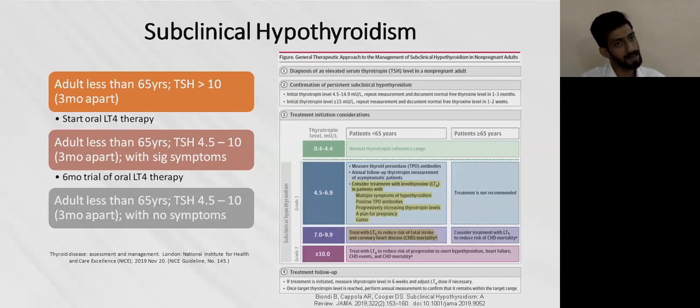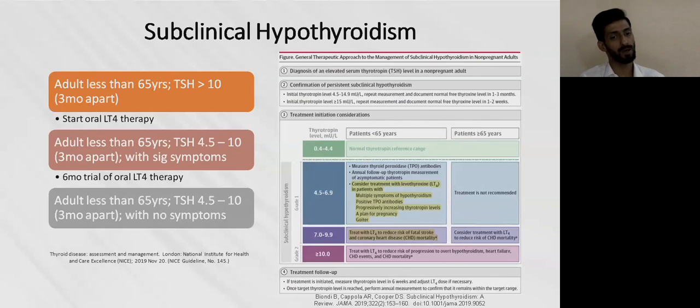So if you have an adult more than 60, less than 65, TSH more than 10, 3 months apart, I'm not repeating 3 months apart. In all conditions, it should be 3 months apart. What would you do? Normal FT4, TSH more than 10, adult less than 65. I would start treatment because his risk of osteoporosis, his risk of cardiovascular mortality, all that with therapy is much, much less. And his TSH is more than 10. A pointer that adds to it is if TPO is positive.